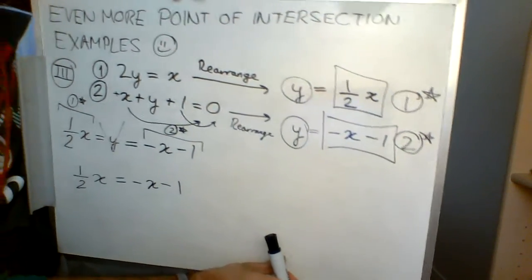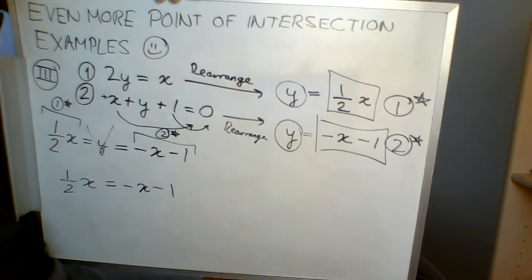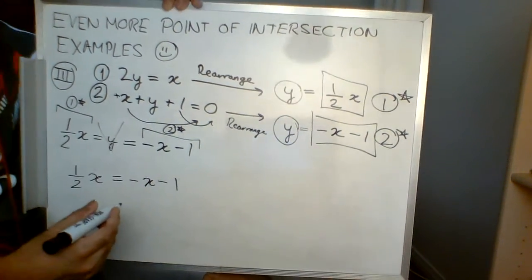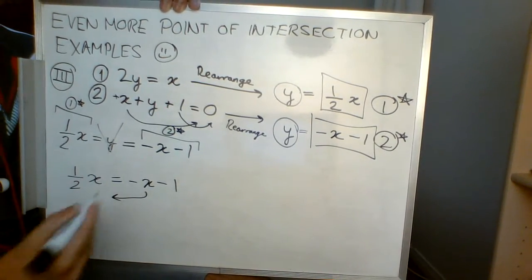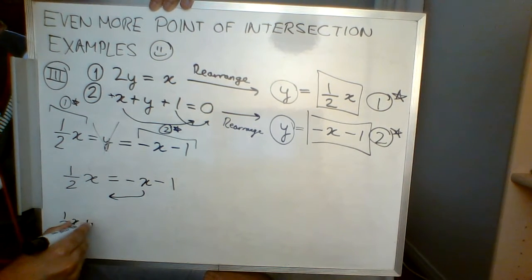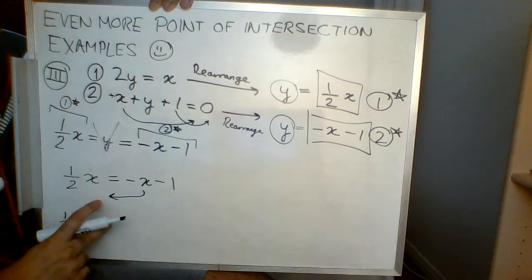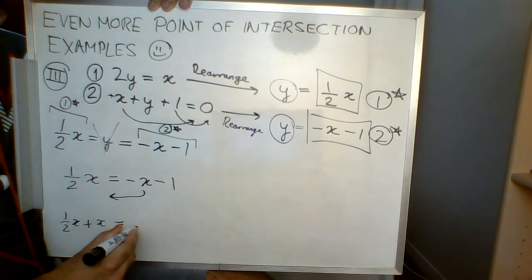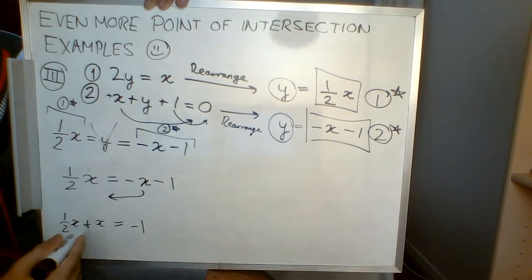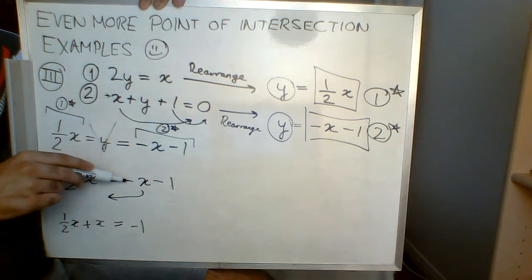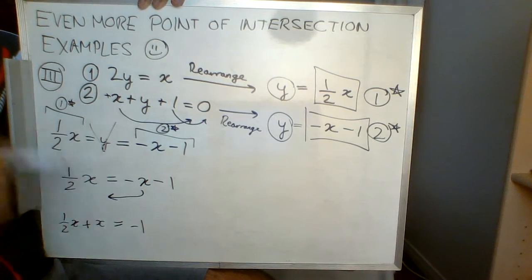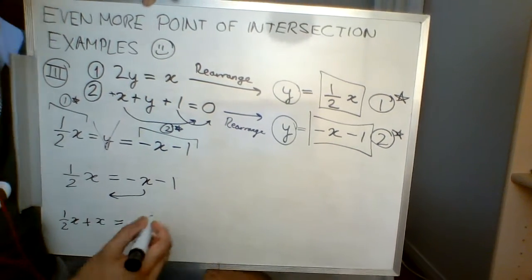And now from here, it's the same thing as always. We just want to solve for x. So I want to get all the x's on one side and all the numbers on the other. So what I'm going to do is take this negative x and throw it to the left side so that we get 1/2 x plus x equals -1. We can't forget this negative sign sticks with the 1, right? So then we have 1/2 x plus x. It's plus because it was negative on the right side, so when we bring it over it becomes positive. So we've got 1/2 x plus x is equal to -1.